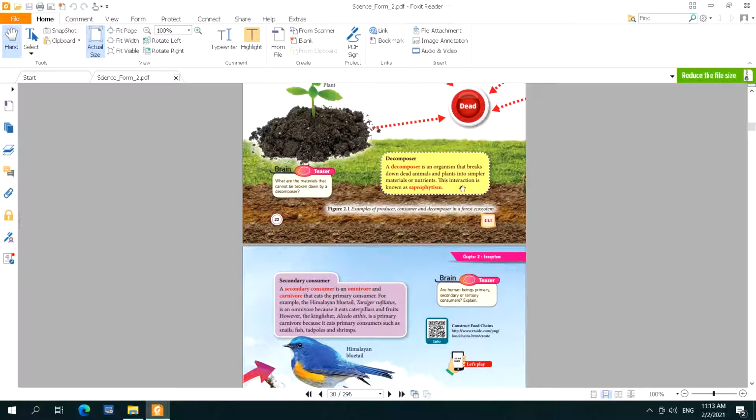This interaction is known as saprophytism. Remember, the interaction we call as saprophytism. The process of breaking down dead animals and plants, we call decomposition. The organism that breaks down dead animals and plants, we call decomposer. So three terms that you need to understand. Decomposition is a process. Decomposer is an organism. The interaction is saprophytism.